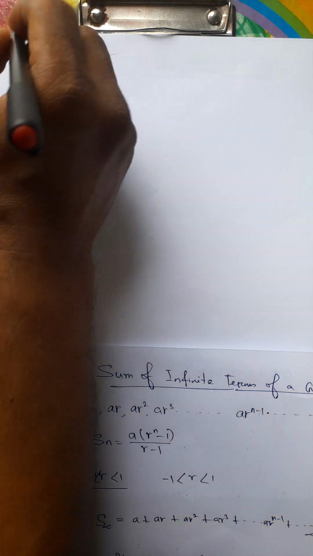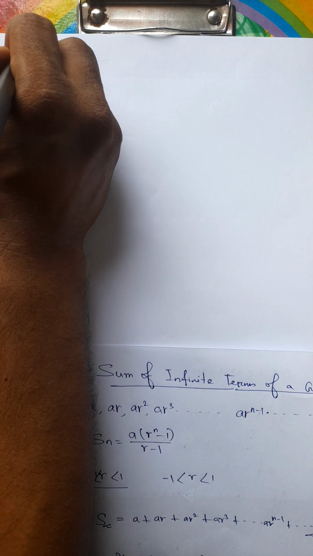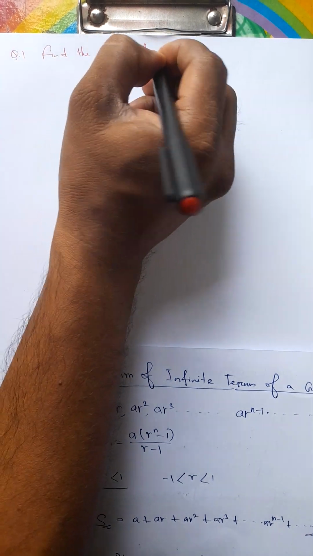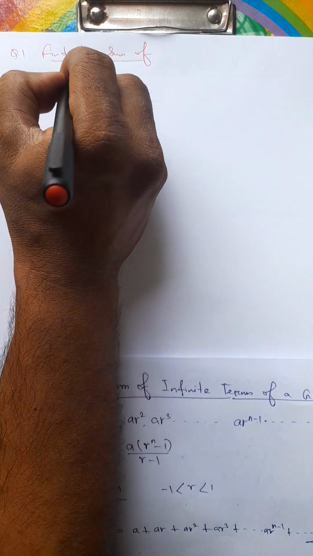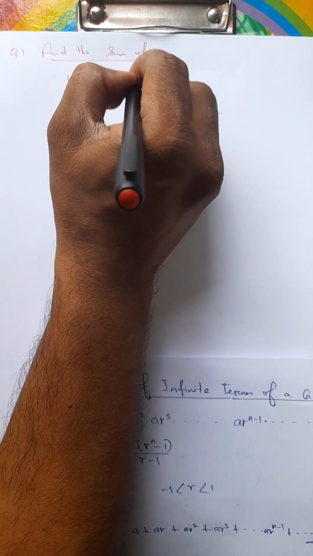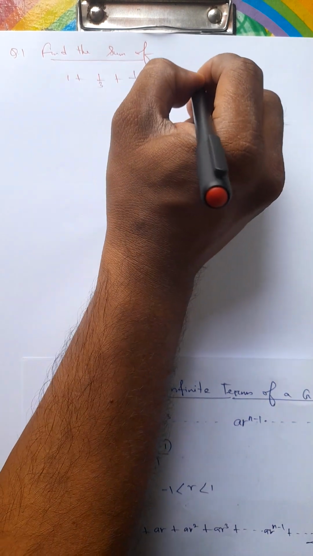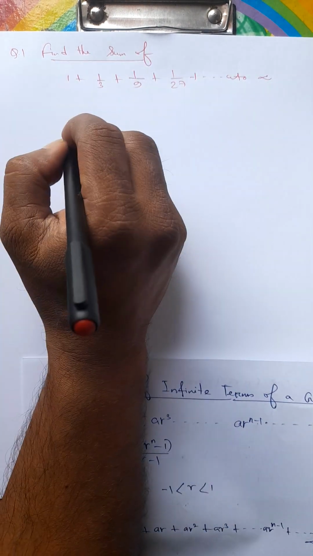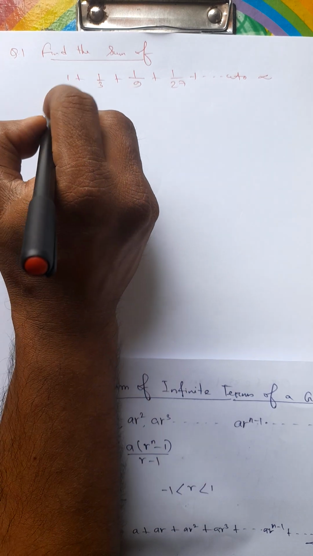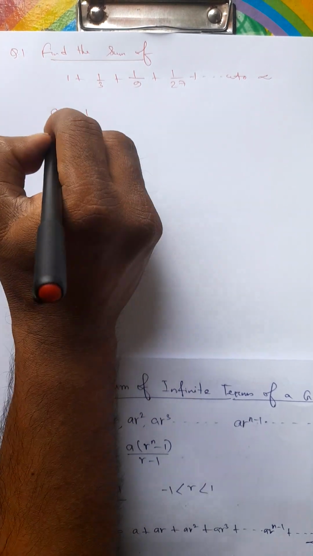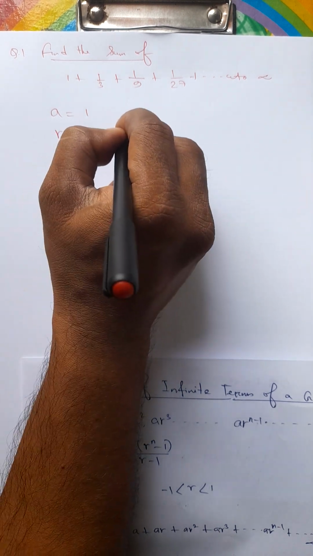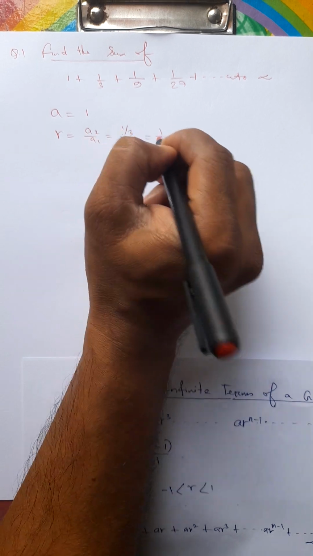Now let's do one example of this type. Say question 1, find the sum of 1 plus 1 by 3 plus 1 by 9 plus 1 by 27 up to infinity, right? So how do you find this? Here a equal to 1 and the common ratio r is a2 divided by a1. That means 1 by 3 divided by 1, that is 1 by 3.